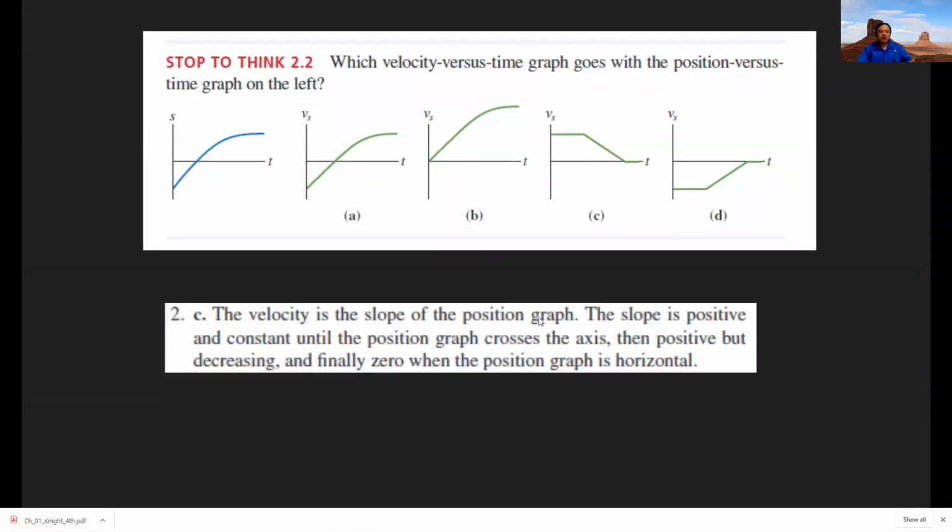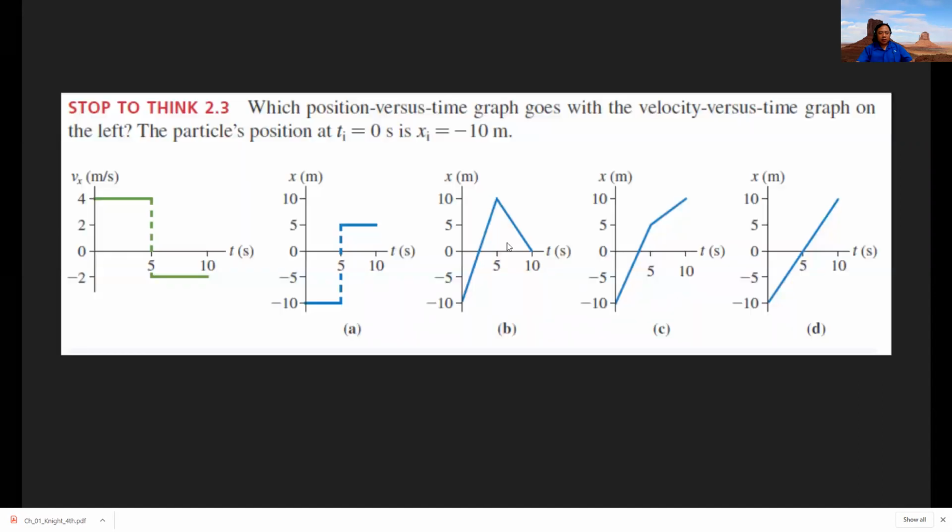Okay, C. The velocity is the slope of the position graph, and the slope is positive and constant at first until the position graph crosses the axis. It crosses the axis here, but you don't have to show that the velocity crosses the axis here. Your velocity is the slope of this, so take note, it ends up at 0. Therefore, the correct answer is letter C: positive but decreasing, because the tangent line keeps becoming less steep. And finally, 0, because the position graph is horizontal. So that's it.